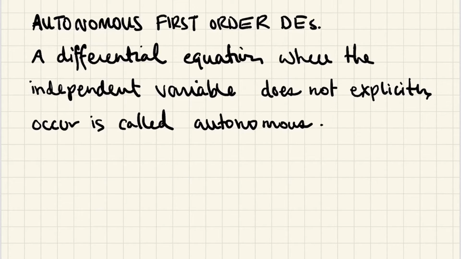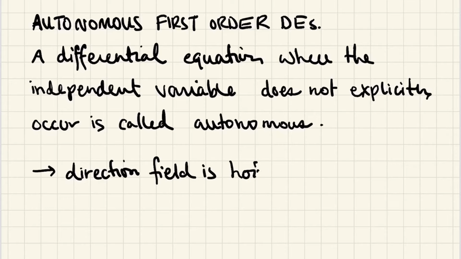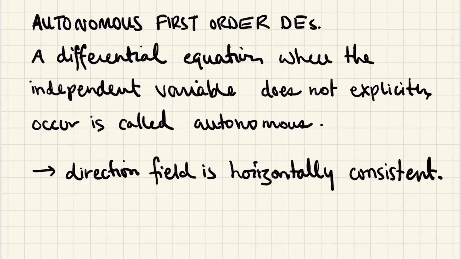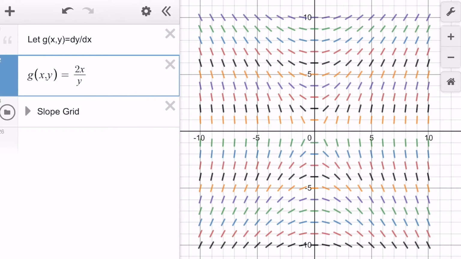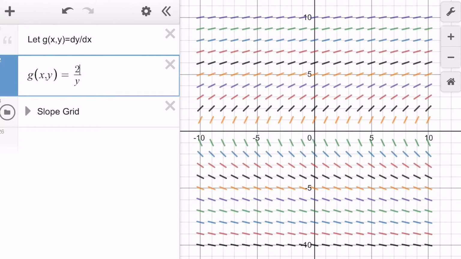So why do we love these and why does it make our lives great? Well, the direction fields, they don't vary horizontally because the x coordinate doesn't factor in. Okay, we're back to the Desmos direction field generator, and you can see that the differential equation that we left off with is, of course, not autonomous, but if we took out the x, then notice that we now have an autonomous differential equation, and the direction field is horizontally consistent.